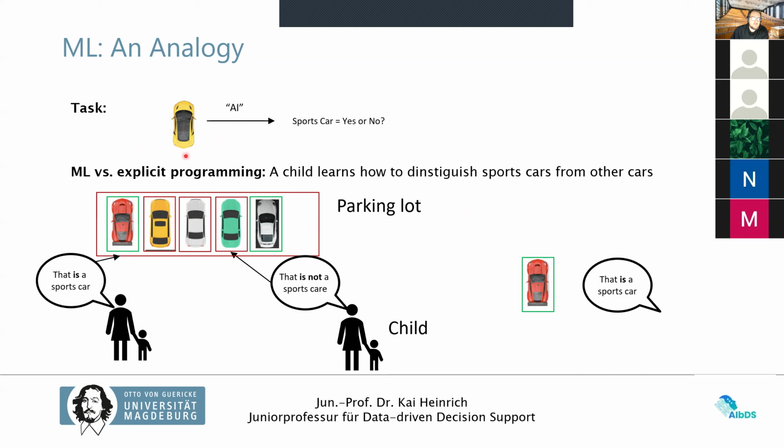So first it checks maybe the tires, checks the roof, checks the hood, checks the color, checks the height, and so on. And then it says, okay, if this is that, if this is that, if this is that, then it's a sports car, right? This is the first thing. And this is called explicit programming. So explicit programming is when we completely decide and explicitly state what a sports car is.